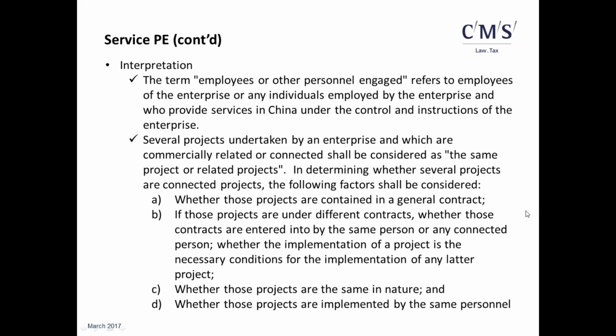And the third factor is whether those projects are the same in nature. If two work tasks all relate to consulting or advisory for the same big project, they will be considered as connected or the same projects for assessment purposes. And the last factor is whether these projects are implemented by the same personnel.